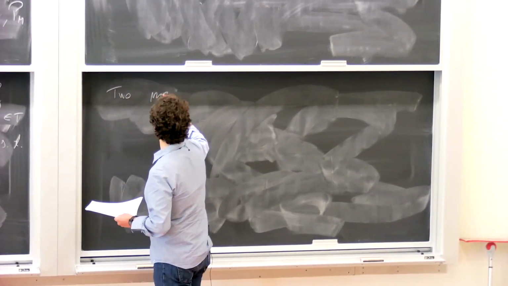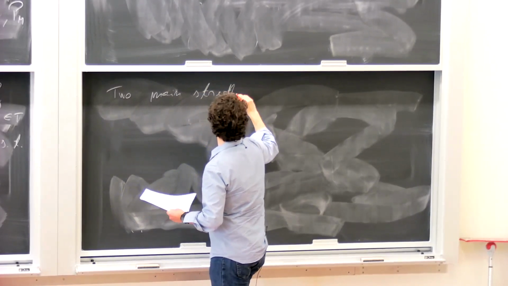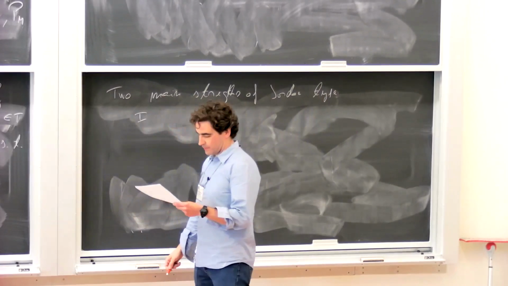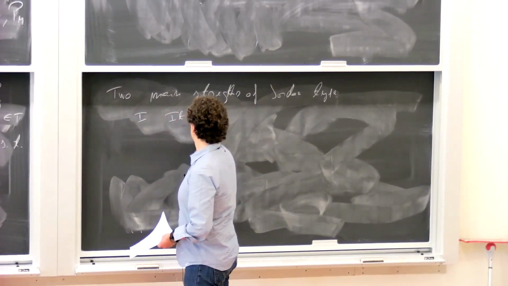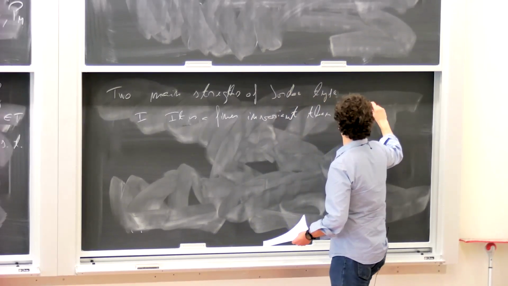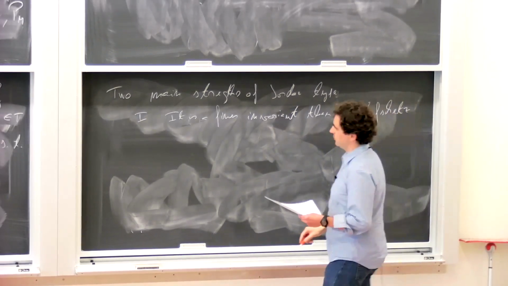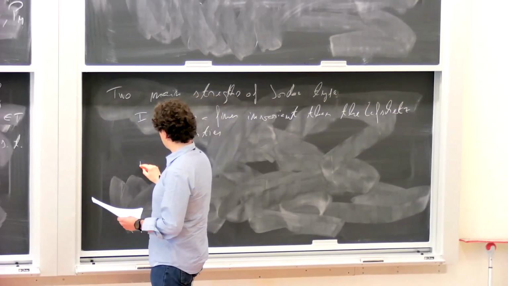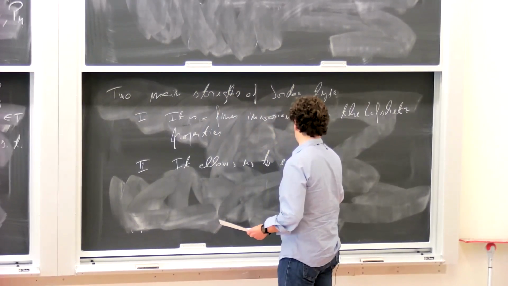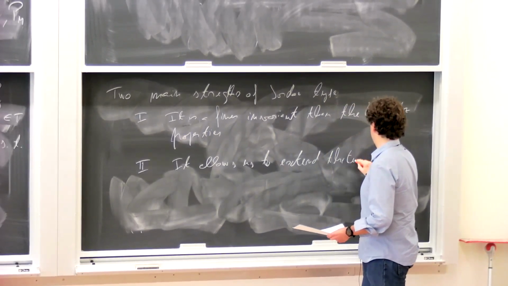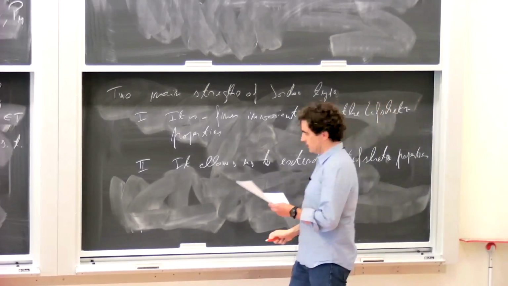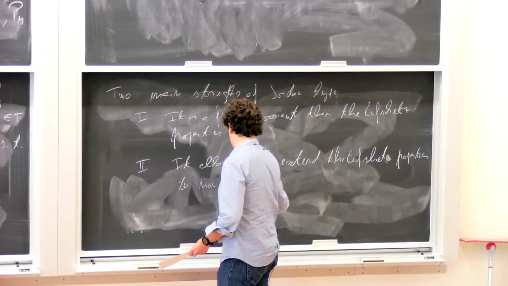I think there are two main strengths of Jordan type. Of course, this is open for debate, but this is how I see it now. So it is a finer invariant than the Lefschetz properties. And the second one is that it allows us to extend the Lefschetz properties to non-graded algebras.